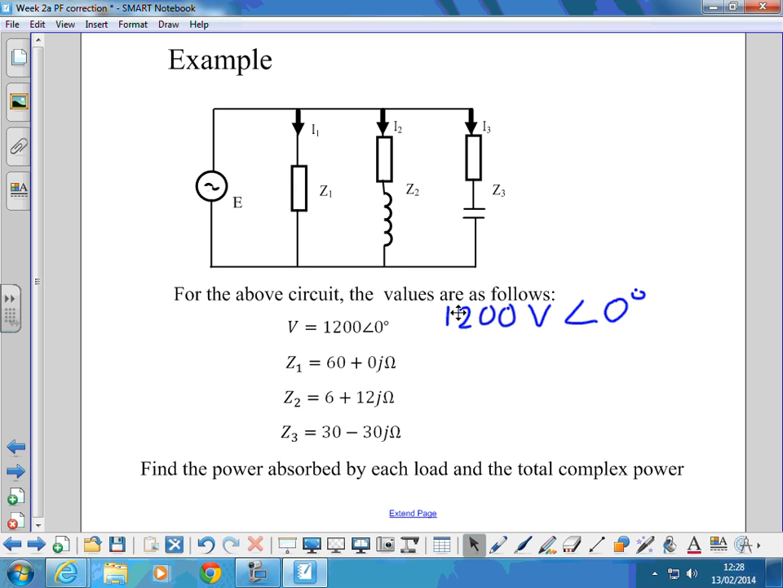So what we're going to look at here is how we can find the power absorbed by each load and what the total complex power is for this circuit. That would be in the form of so many watts plus or minus so many j var, volt amps reactive. We can have it in that form, and then if we wanted to, we could turn it into the vector form, which would be S in VA at a particular angle. All right, everyone happy with that so far?